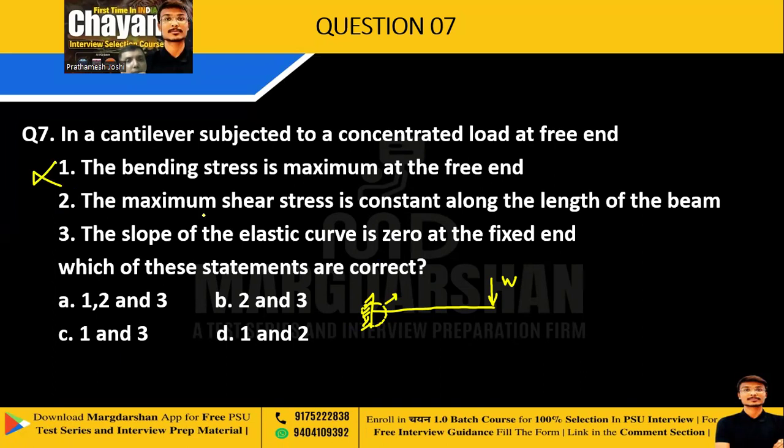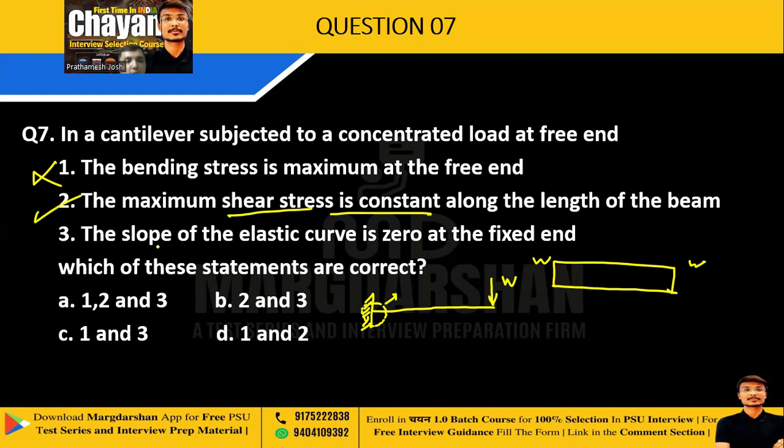The maximum shear stress is constant along the length of the beam. Yes, because if we draw the SFD, it should be W to W, so this is constant. And the maximum shear stress depends on the cross section of the beam, so that should vary according to it. But shear force is common, so shear stress would be the same.